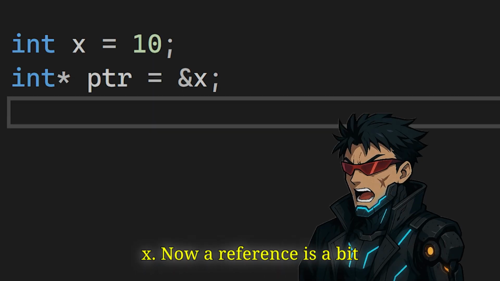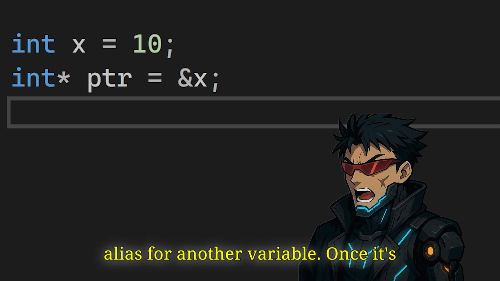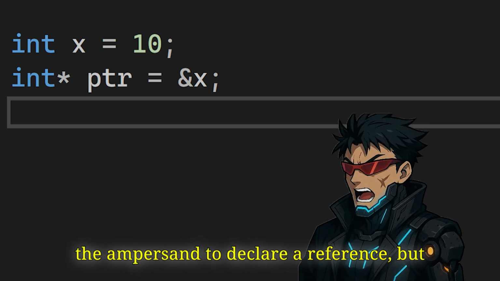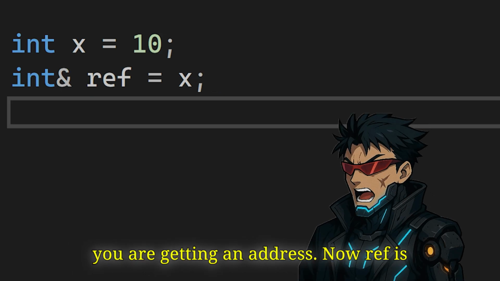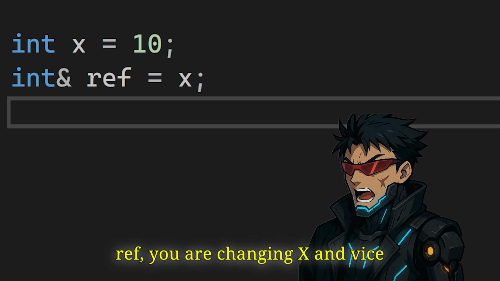Now, a reference is a bit different. A reference is basically an alias for another variable. Once it's set to refer to a variable, it cannot be changed to refer to another. You can use the ampersand to declare a reference, but the usage is a bit different from when you are getting an address. Now, ref is just another name for x. If you change ref, you are changing x, and vice versa.